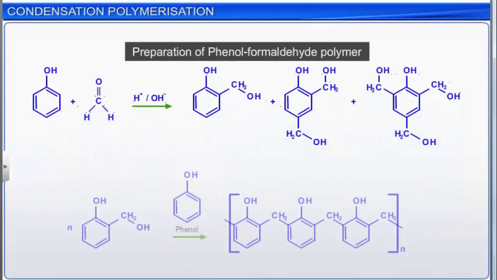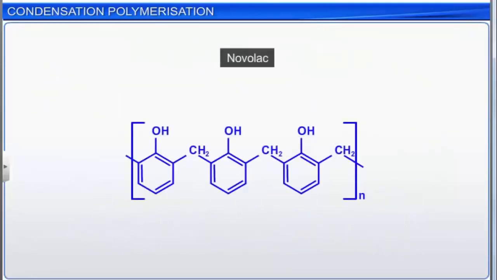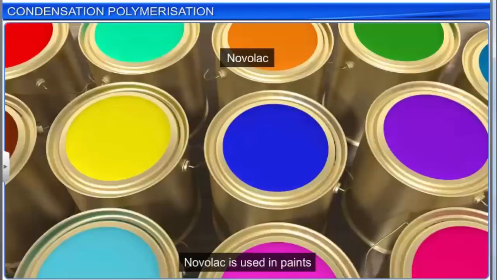In the subsequent steps, the hydroxymethylphenol derivatives react further with phenols to form polymers with rings joined by CH2 groups. For example, the linear structure shown here, known as novolac, is used in paints.